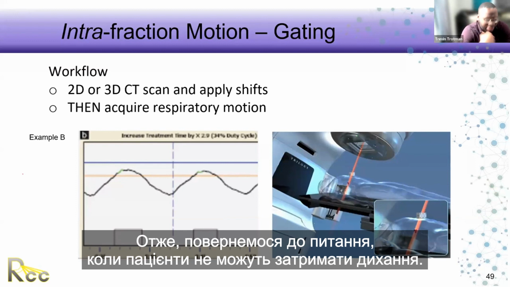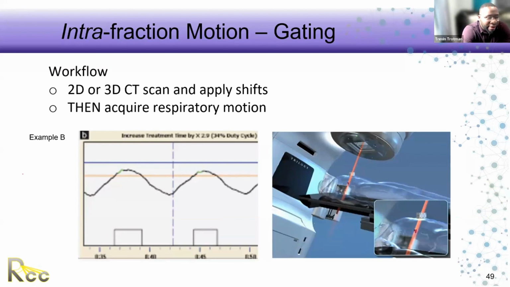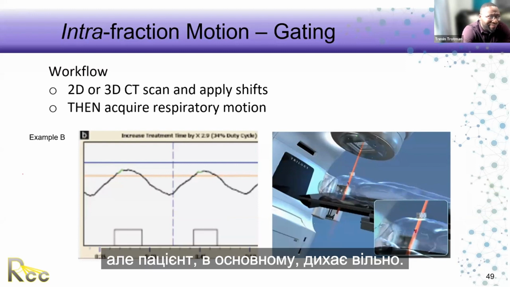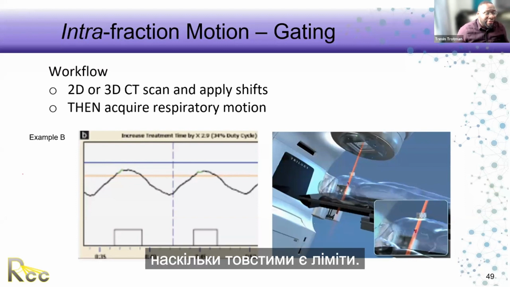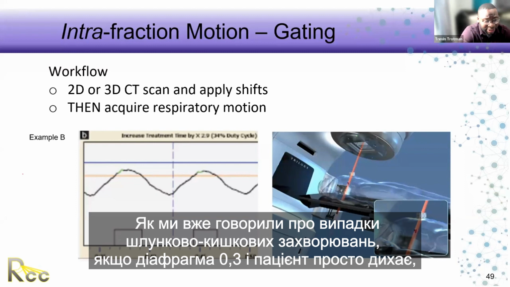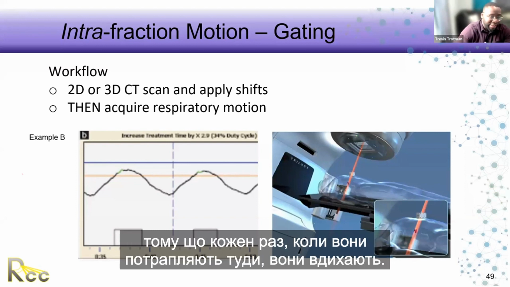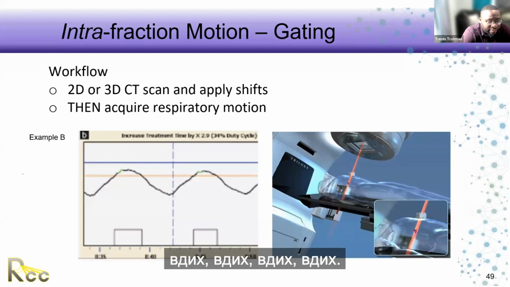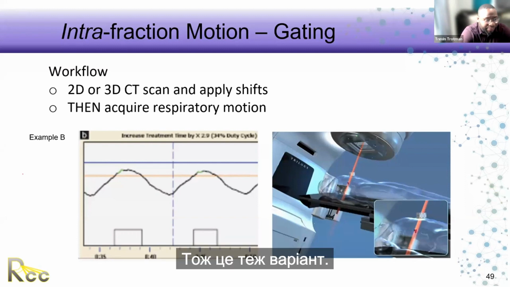back to that question where patients can't hold their breath, sometimes they'll offer this respiratory gating. And what happens is the beam will just turn on when it's in the gate, but the patient is free breathing, basically. It could be a nightmare sometimes in terms of how thick the gate is. Like we talked about the GI cases, if it's a 0.3 gate and that patient is just free breathing, you can imagine how long that treatment can take, because every time they get there, they breathe out, breathe in, breathe out. And then sometimes the machine can coach the patient, breathe out, breathe in. So that's an option too, and this is basically the workflow for the respiratory motion.